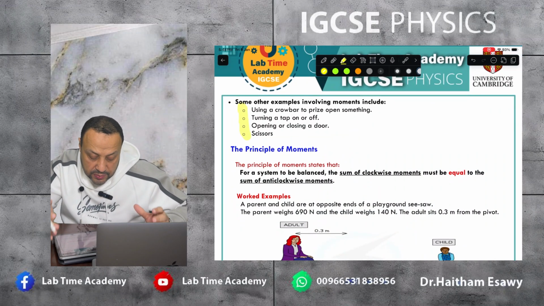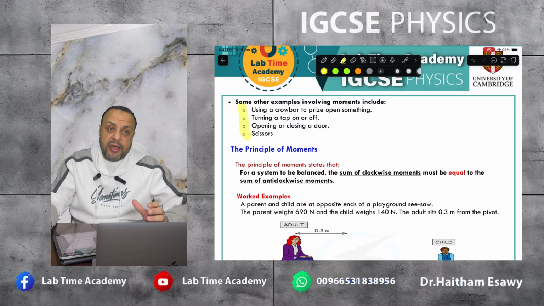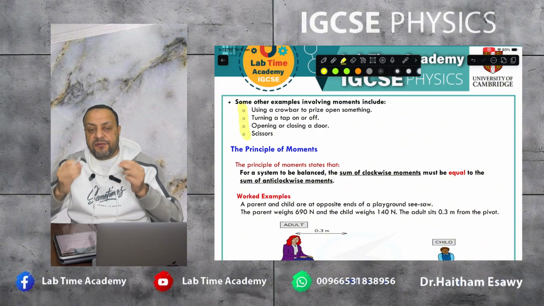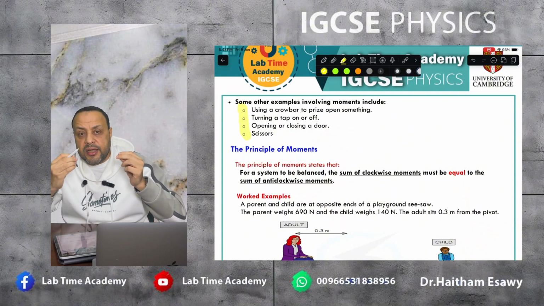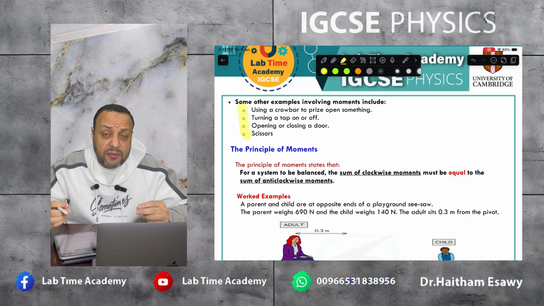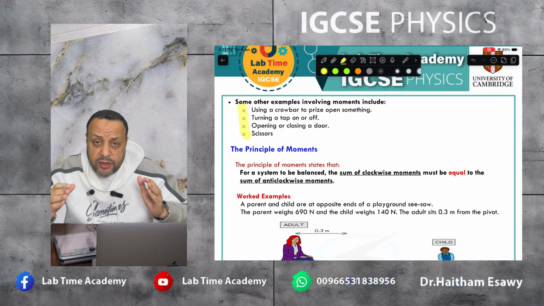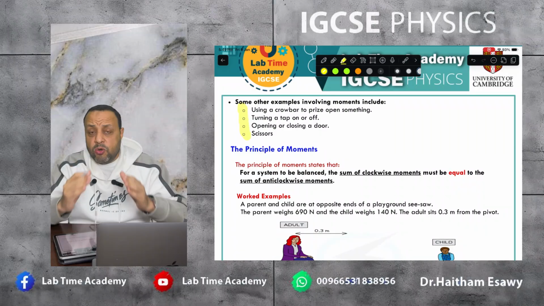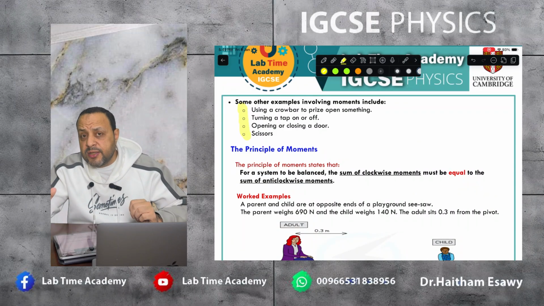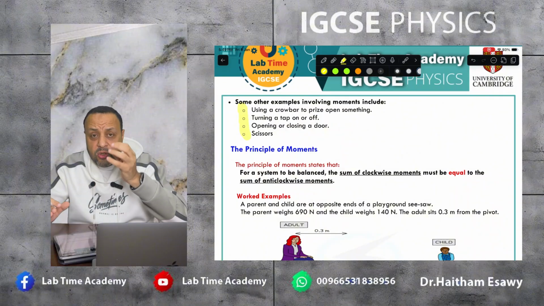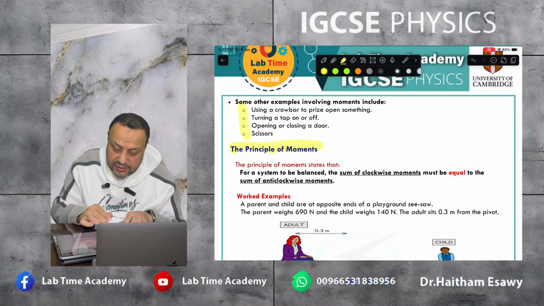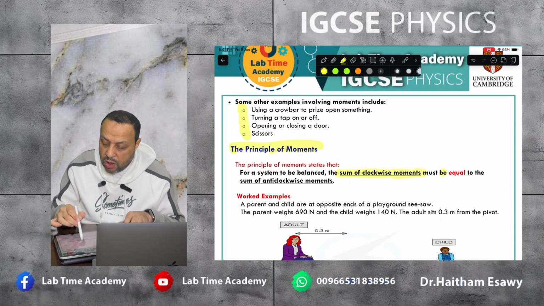What about the principle of moments? What happens if we have more than one force affecting the object? Actually, we have to use the principle of moments. In order for the object to be in equilibrium, the total clockwise moments must be equal to the total anti-clockwise moments. So this will be the principle of moments: the sum of the clockwise moments equals the sum of the anti-clockwise moments.